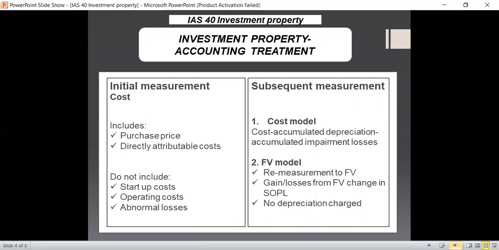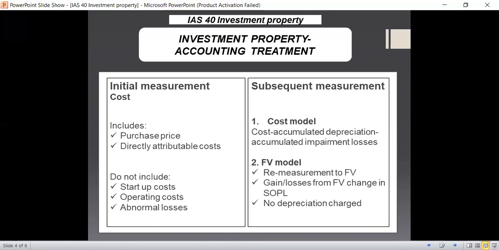Now let us have a look at the subsequent measurement of the investment property, that is after the first reporting period. IAS 40 allows us either of the two models given. Either we can adopt a cost model or we can adopt a fair value model. Under the cost model, we measure the investment property at its cost, less accumulated depreciation and less any impairment losses. And you can consider that it is again the same as we did for IAS 16, Property, Plant and Equipment. So the initial measurement and the cost model part of the subsequent measurement are the same for both standards, IAS 16 and IAS 40.